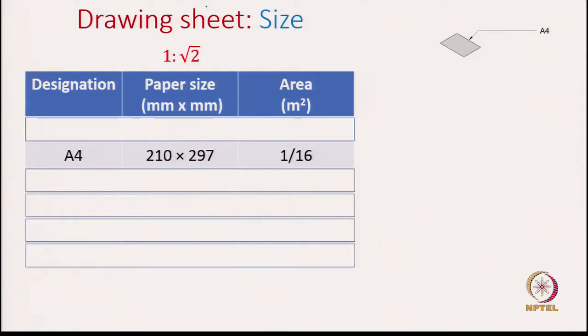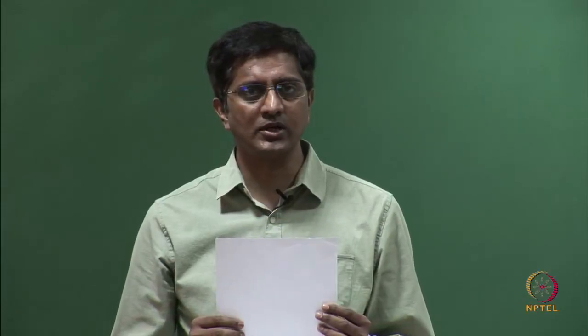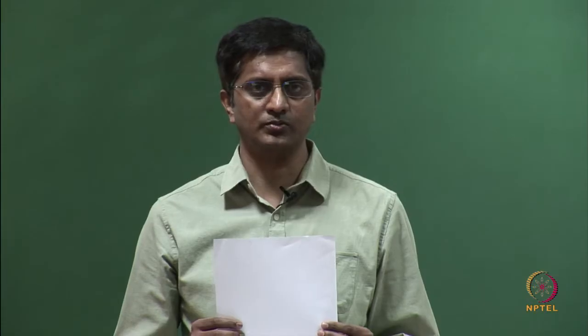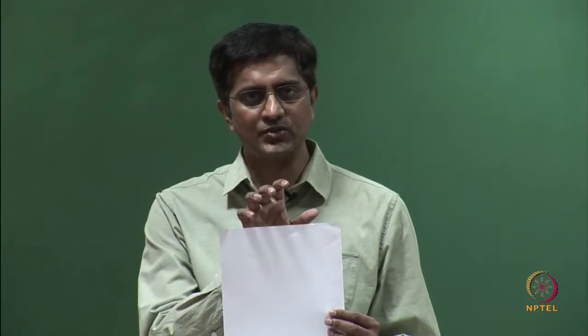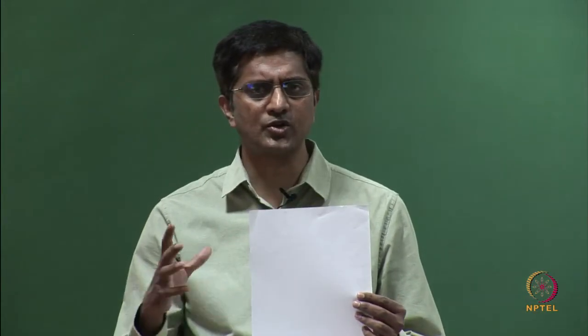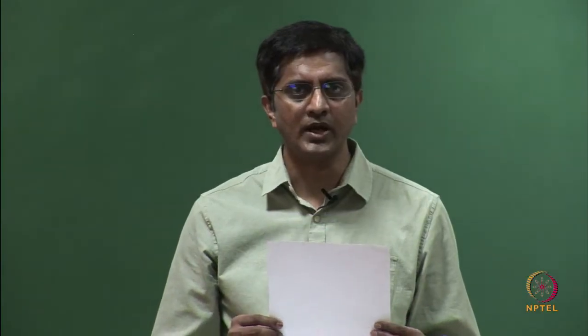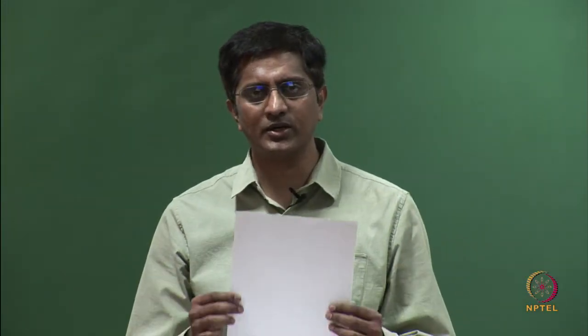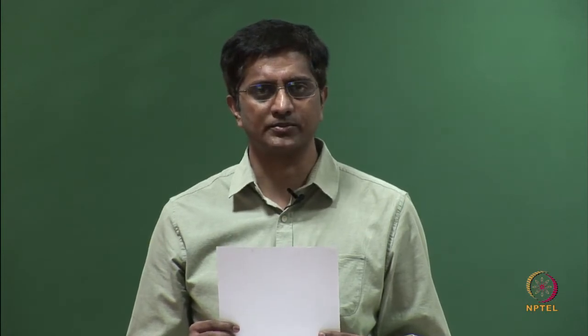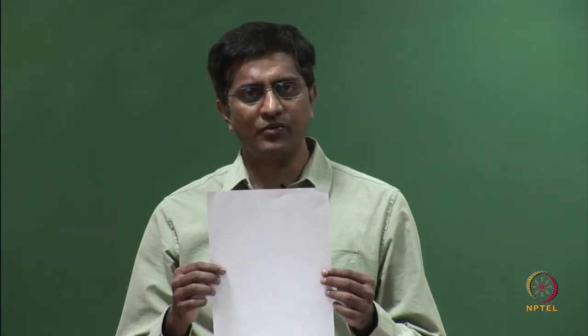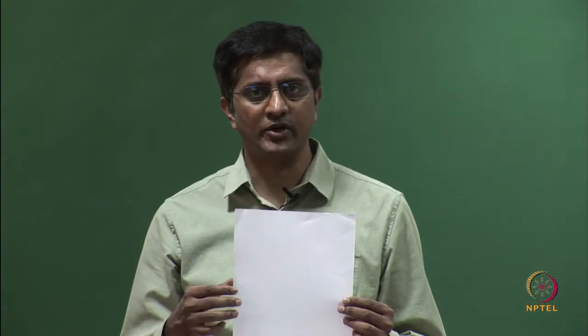If you are wondering why these numbers, are these random or is there any meaning in them, the first thing to know is the ratio of these dimensions is 1:√2. So, the shorter is 1 and the longer one is √2, which is close to 1.4, and the area, as you can see here, is 1/16 of a meter square. Okay. Now, this is A4, what are the other sheets which are available?